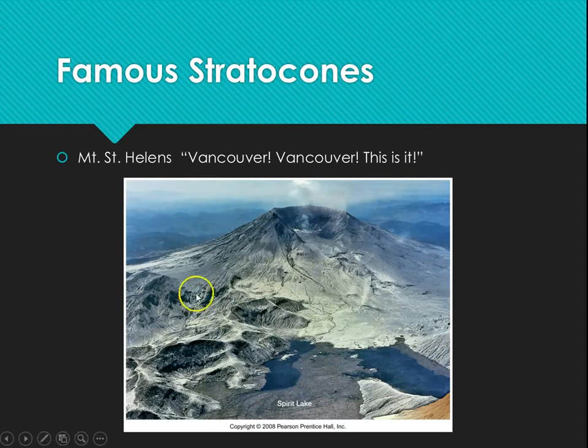This was an interesting one because just the whole side of the volcano blew out, which was bizarre. You see a famous quote from this: "Vancouver, Vancouver, this is it." This was the famous last words of a gentleman by the last name of Johnston who was monitoring the volcano, and he saw it erupting and called into the USGS right before that pyroclastic flow hit him.